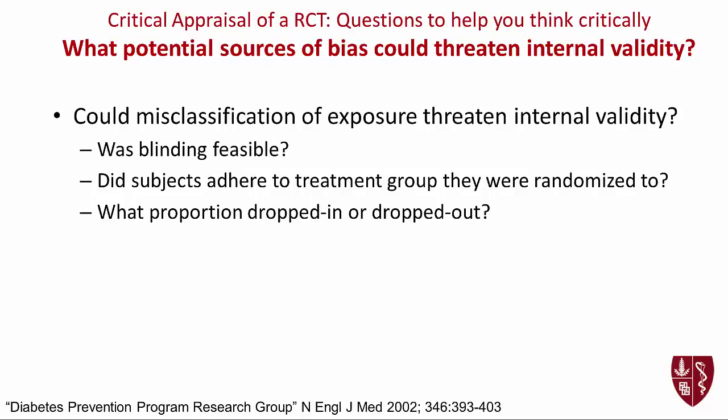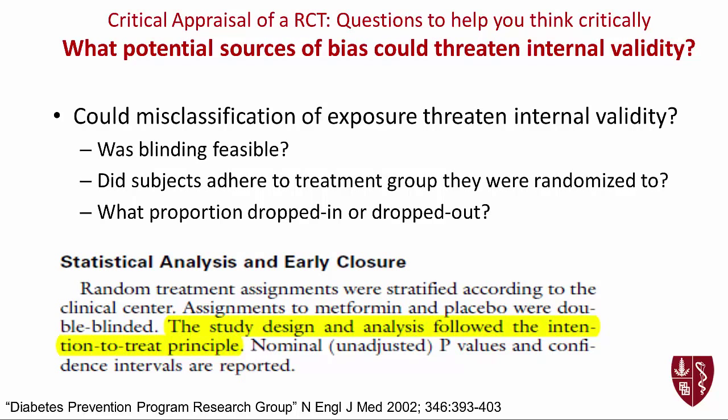Now, what about misclassification of the exposure? So is blinding feasible? Now think about it. One of the arms is lifestyle. It's hard to blind people to lifestyle. But did they blind people in the metformin and placebo arm? In their methods under statistical analysis, they actually tell you. I don't want you to worry about the highlighted portion, but look at this. They clearly tell you that assignments to metformin and placebo were double blinded. So where they could, they did blind, which is excellent.